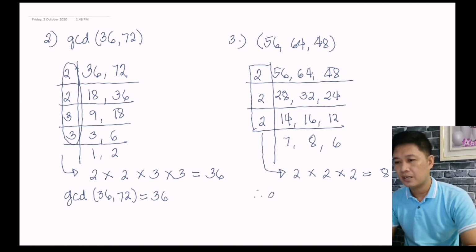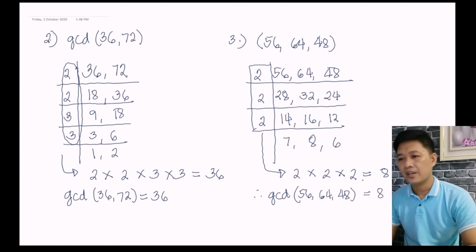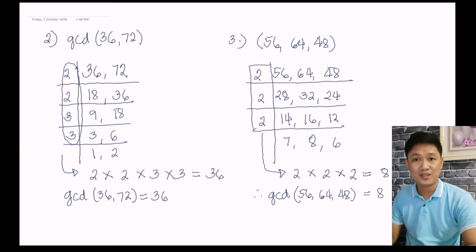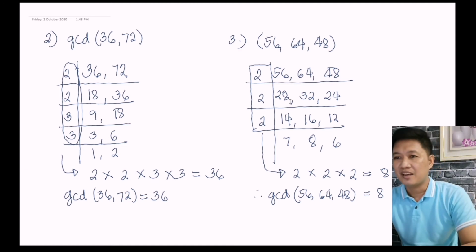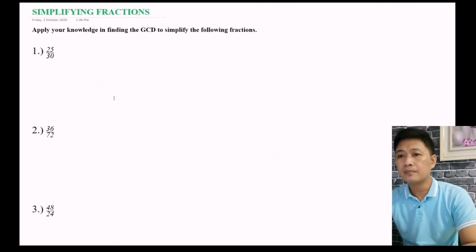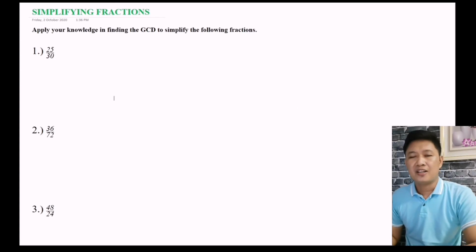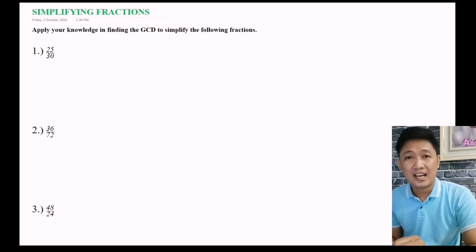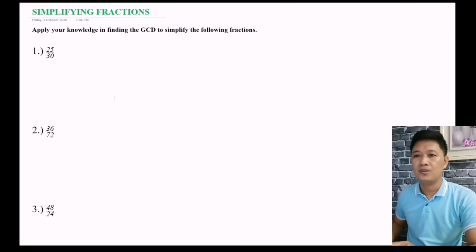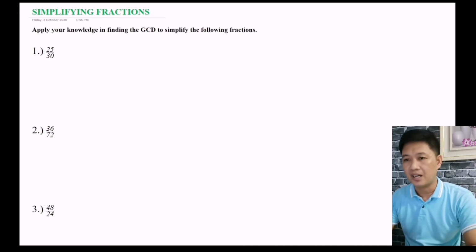So therefore, the GCD of 56, 64, and 48 is equal to 8. Tama? Nasundan? Alright. So let's have here now. Tingnan natin. Let us simplify fractions. I-apply na natin yung concept na natutunan natin sa GCD para magamit natin dito kapag simplify ng fractions. Alright? Okay, so let's apply our knowledge in finding the GCD to simplify the following fractions.